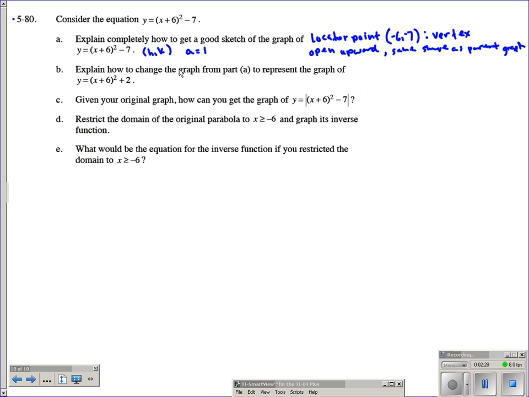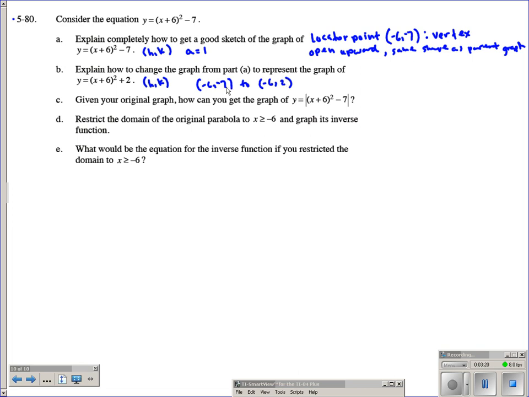Letter B. Explain how to change the graph from part A to represent the graph of y equals the quantity of x plus 6 squared plus 2. Well, if we think about our locator point on this problem, it has changed from (-6, -7) to (-6, 2). Well, remember, k is how far up and down we are going to slide or translate our graph from the origin. In this case, we have gone up 2.